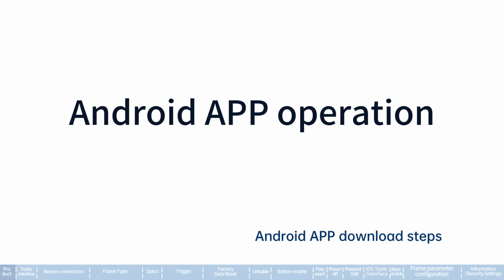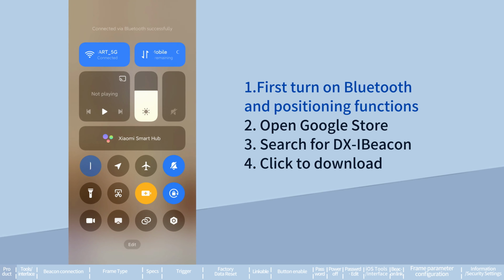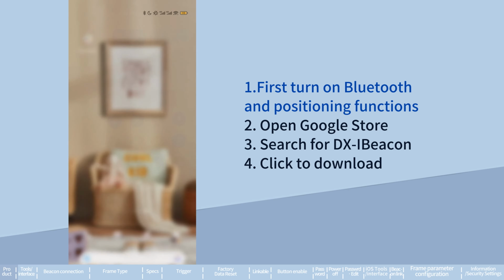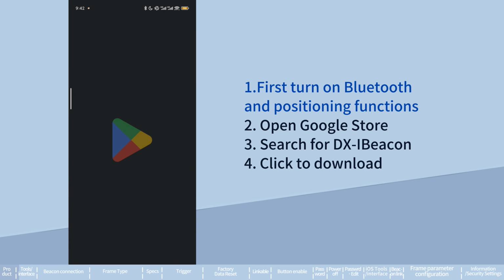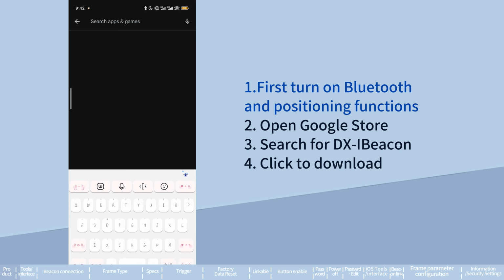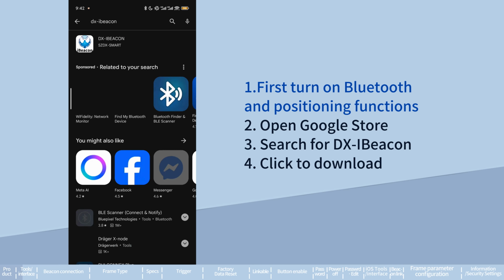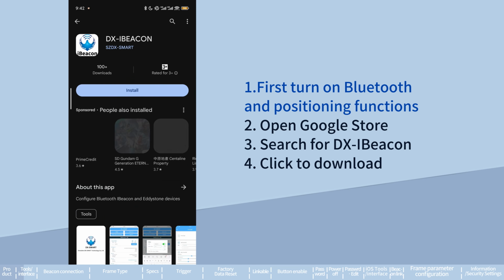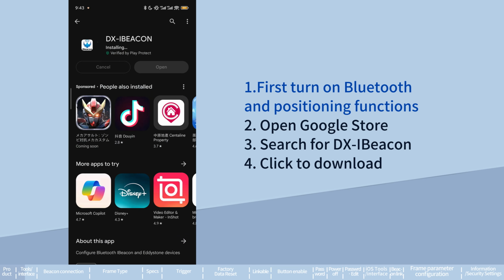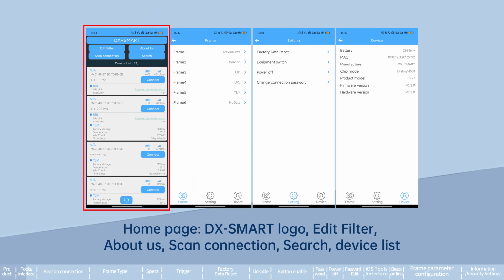Android app operation. Android app download steps. First, turn on Bluetooth and positioning functions. Open Google Store, search for DX-Ibeacon, and click Download. Home page, DX Smart logo, edit filter. About us, scan connection, search, device list.